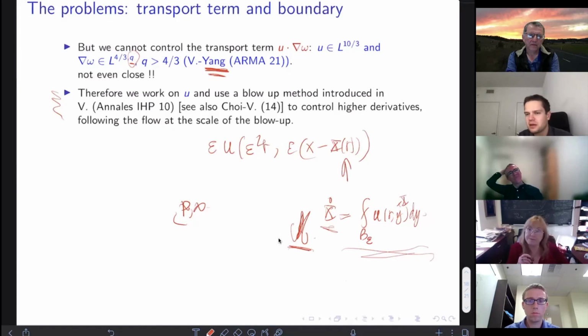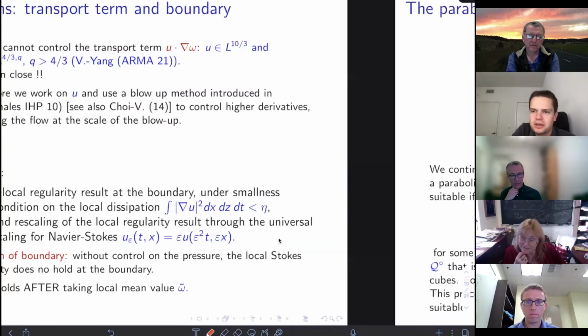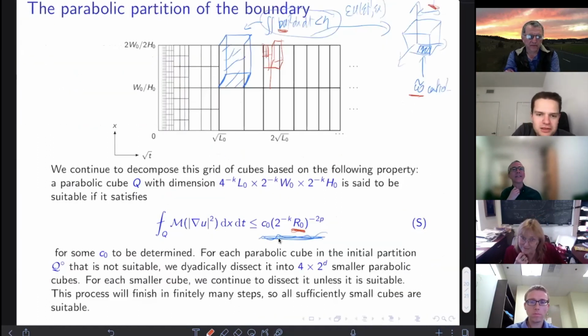If I may ask about the maximal function, that's my last question. At the end, you mentioned you take the maximal function of gradient u squared. And I wonder how does that work? Because the maximal function is not L1 bounded, right? And the gradient of u squared is just integrable, right? So is there no problem there?